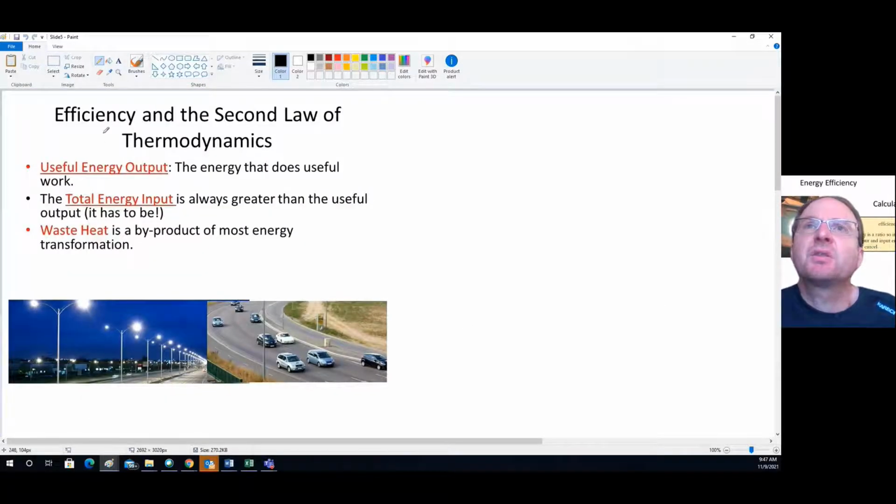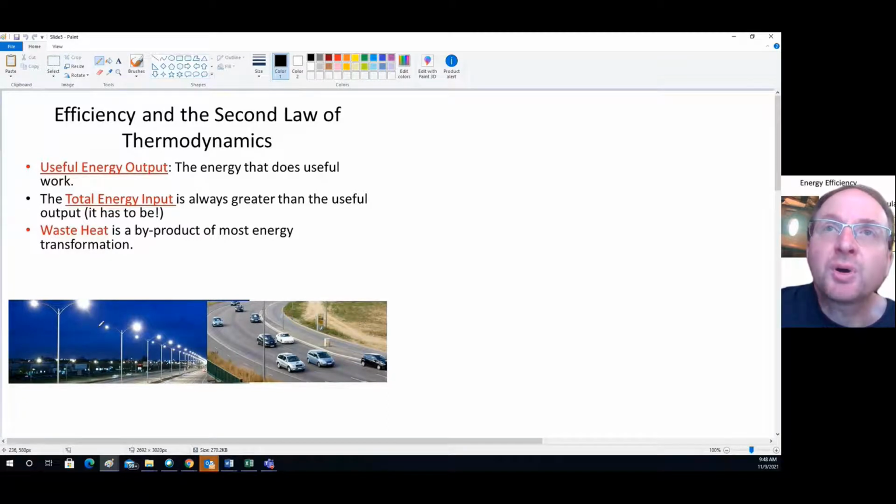All right, so efficiency in the second law of thermodynamics. Well, first of all, your useful energy output is the energy that does the useful work. So we take electrical energy in this case and turn it into light. But there's still going to be some heat lost. So your total input is always greater than the useful output. And again, there's always waste heat every time there's a transformation.